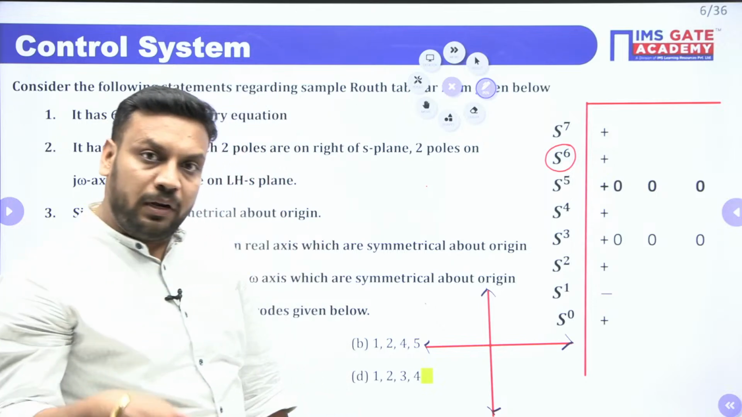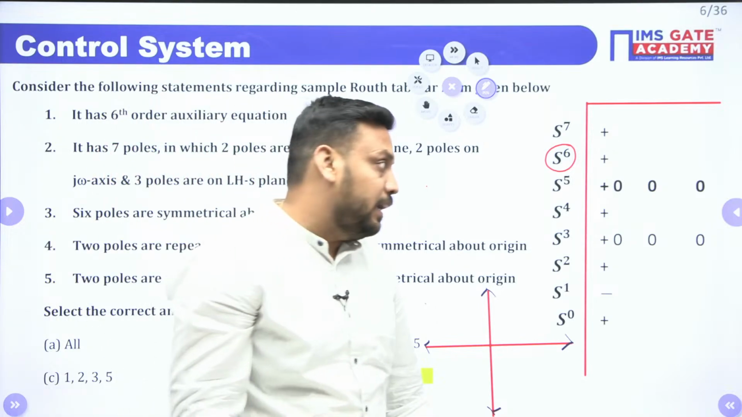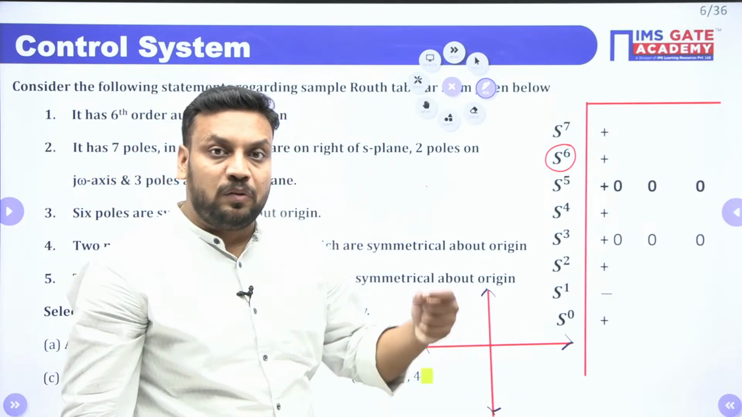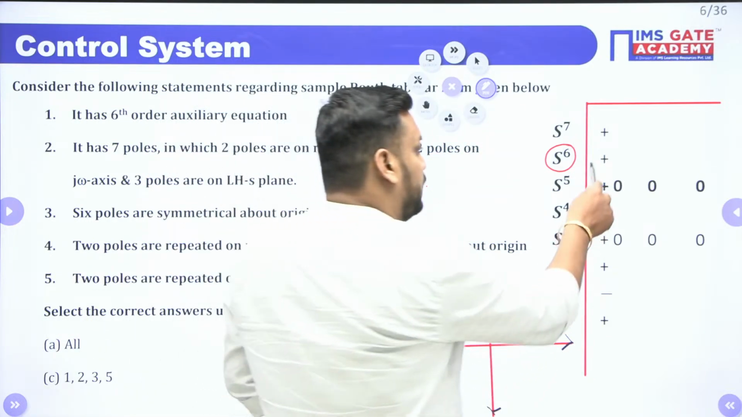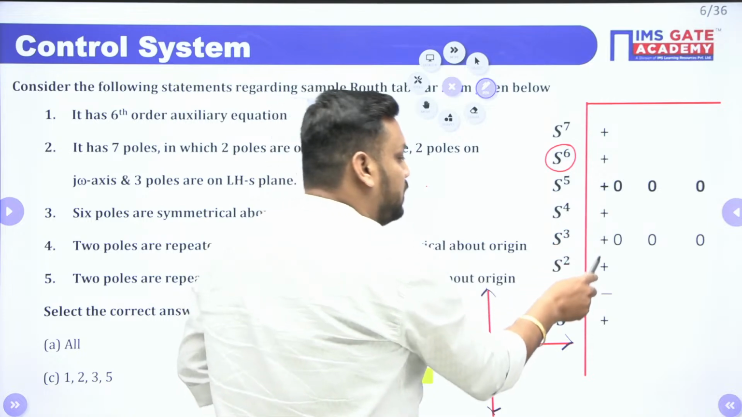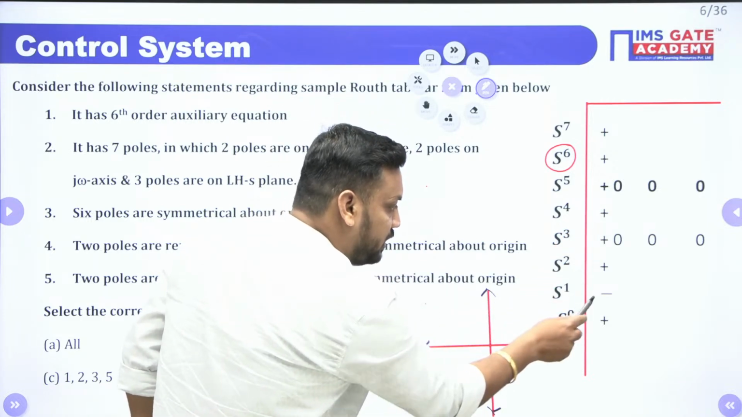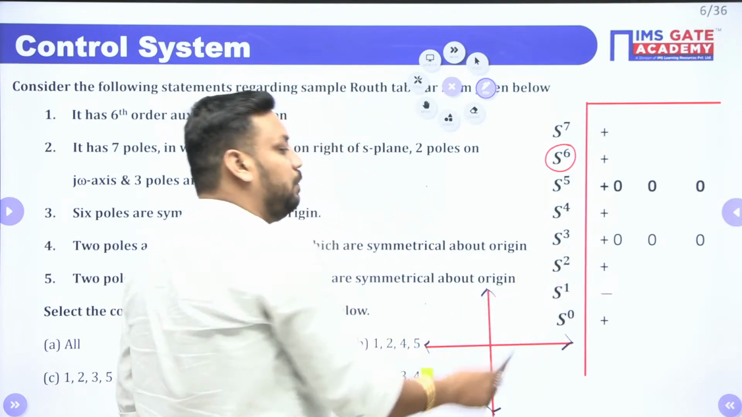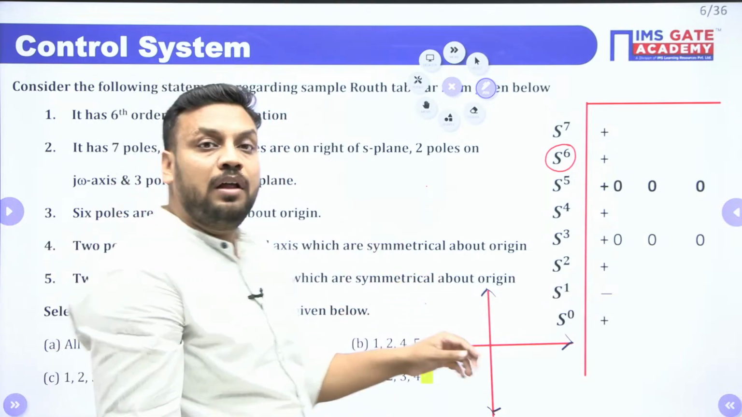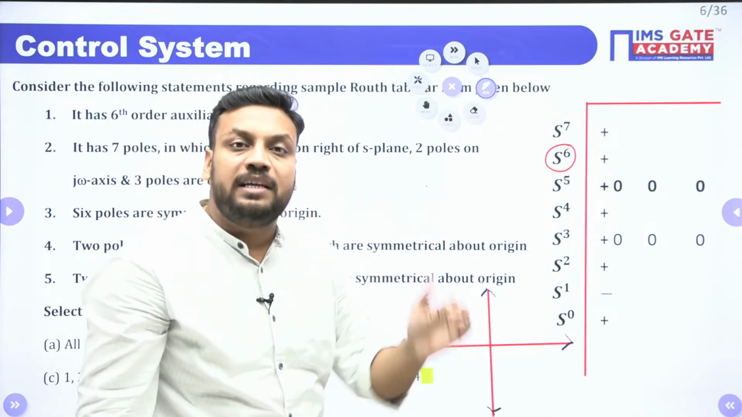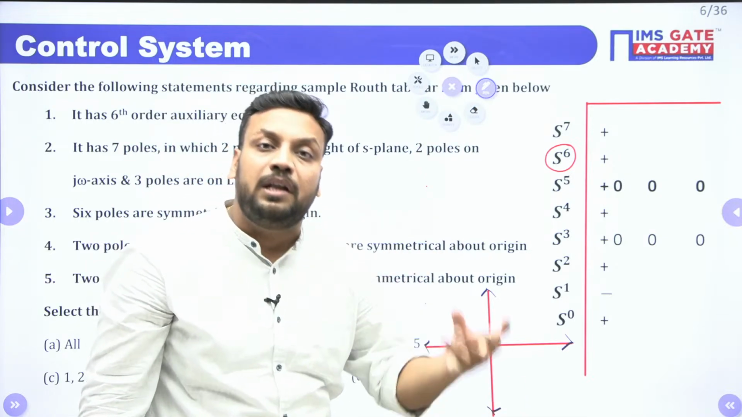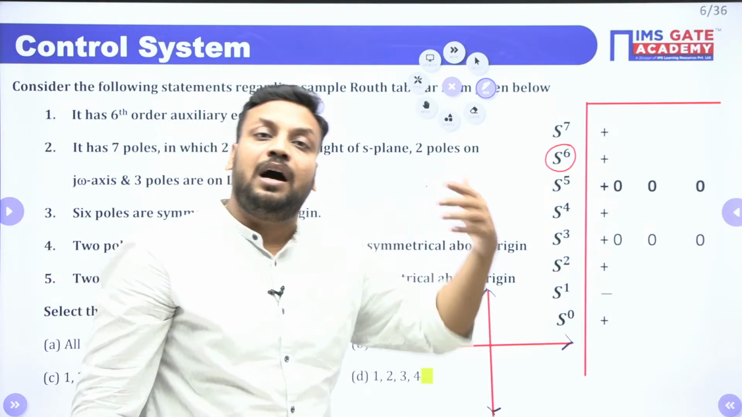Now step number 2 says that we have to observe the number of sign changes from the auxiliary equation to below. Now you need to check the number of sign changes: plus, plus, plus, plus, plus, minus. So plus to minus is 1 sign change, minus to plus is 1 sign change, 1 plus 1, 2 sign changes. It means the number of sign changes from the auxiliary equation to below is equal to the number of symmetrical roots existing in the RHS of the S-plane.